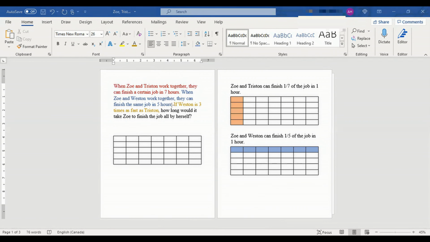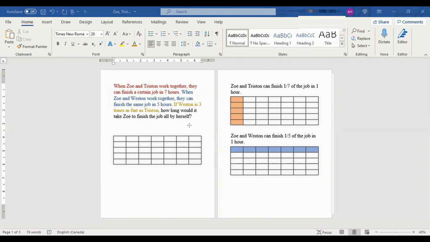And of course, since we're going in order, we need to do the yellow sentence next. Now to work on the yellow sentence, which says, if Weston is 3 times as fast as Triston. So we know Weston will be 3 times as fast as Triston. And this information will help us get our answer of how long it'll take Zoe to finish the whole job all by herself.